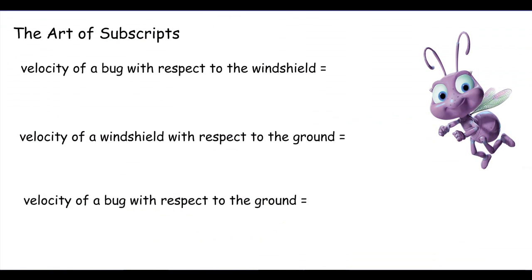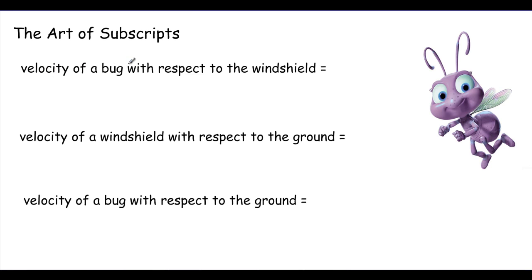So let's talk about how we can do calculations with this relative velocity. And in order to do this, we need to talk about the art of subscripts. Subscripts have to be arranged in a certain way for this to work, and we will read these subscripts in a manner that will help us. So I'm going to go ahead and grab a pen here and let's talk about it.